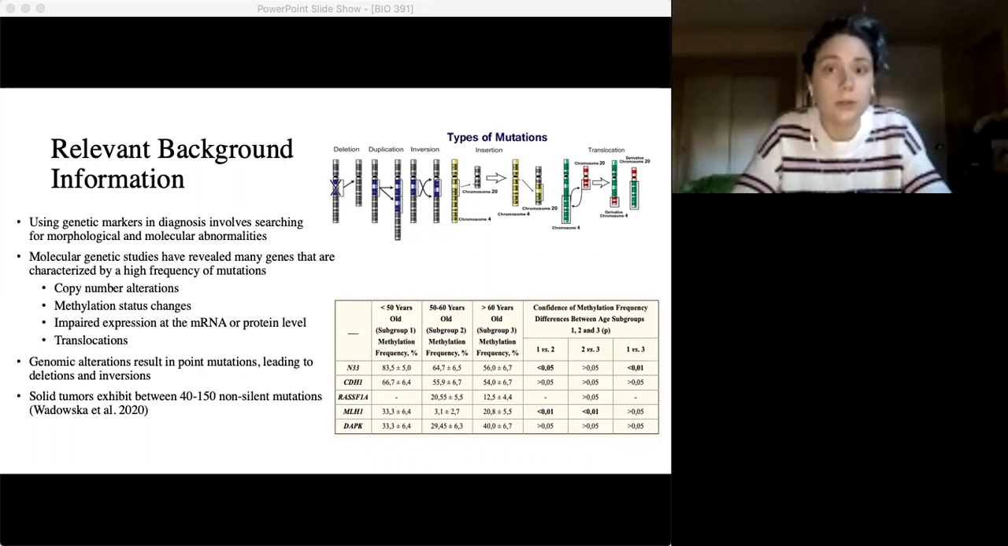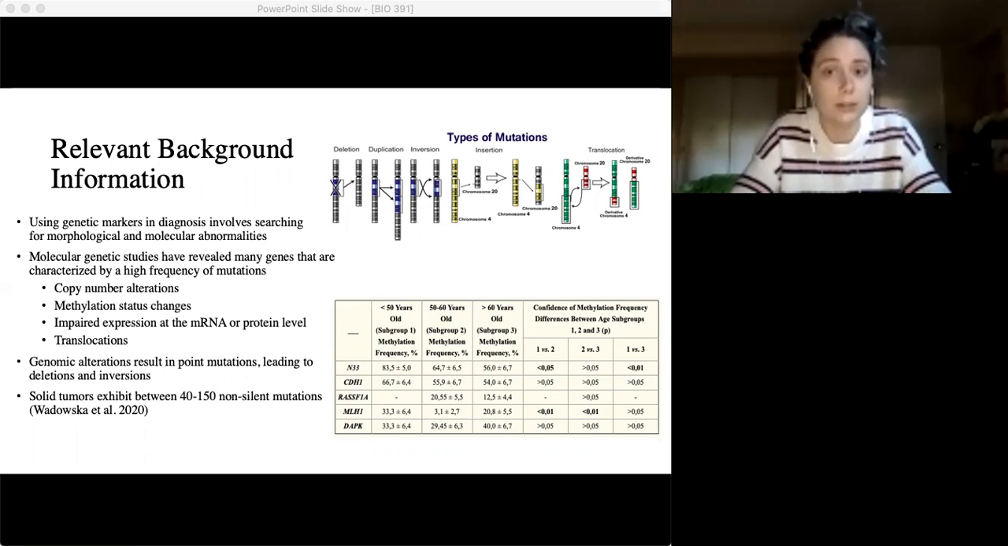So research throughout the years has revealed many different genes that are prone to mutations. And there are four types of mutations that are associated with receiving a cancer diagnosis. The first one is copy number alterations, and these are changes to a chromosome structure that result in a gain or loss in copies of sections of DNA. Another one is methylation, which is a process by which a methyl group is added to a DNA molecule that affects gene expression.